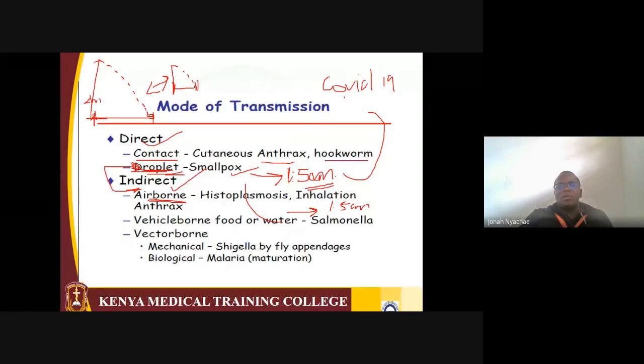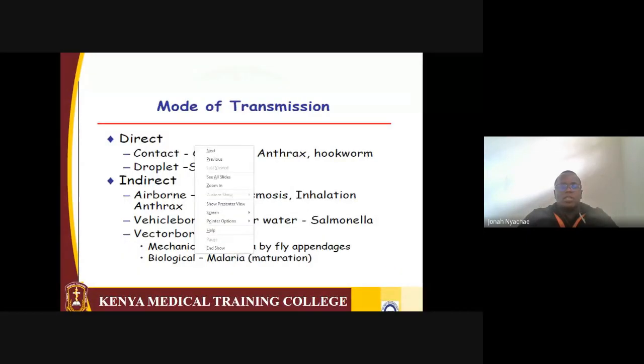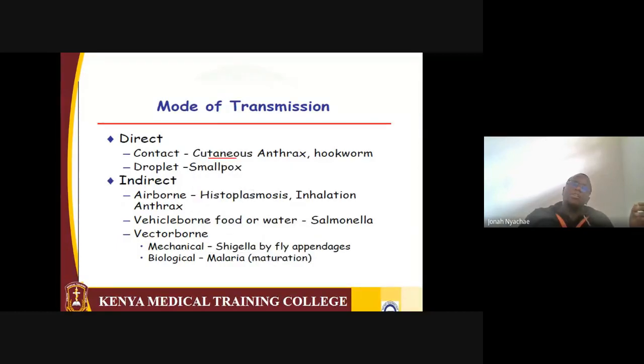So airborne, we're talking about histoplasmosis, inhalation anthrax. Those ones are indirect. So direct, basically, we are talking about contact, when you come into contact, or droplet. The other mode, which is indirect, we are talking about airborne, and those diseases which are vehicle-borne, meaning they can be transmitted either through food or water. For example, Salmonella typhi, which can cause typhoid.